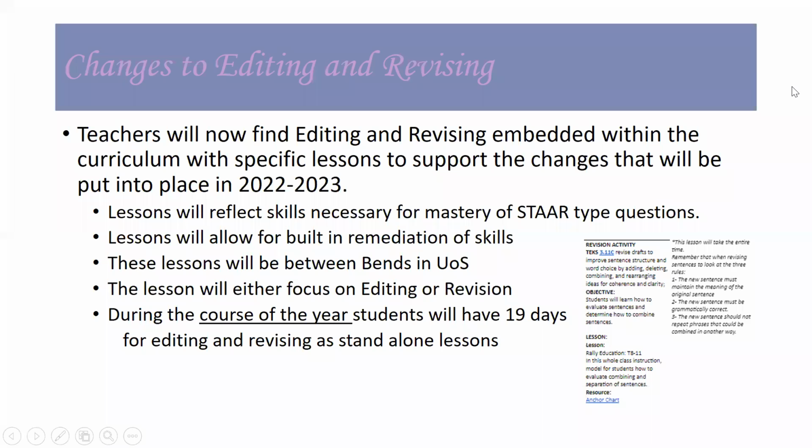All right, so this year, you're going to notice that there are some changes to the curriculum. So we have changes to the editing and revising for you. Teachers will now find editing and revising embedded within the curriculum with specific lessons to support changes that will be put into place in the 2022-2023 school year. So we know in 2022-2023, the STAR test will contain editing, revising, and reading.